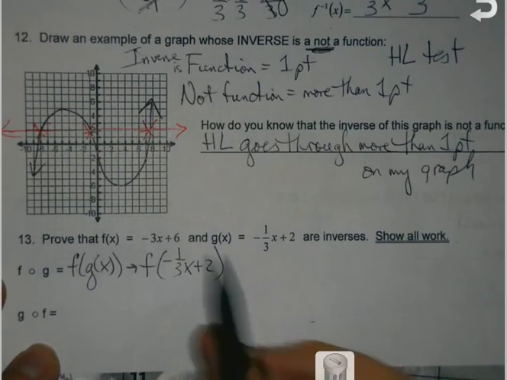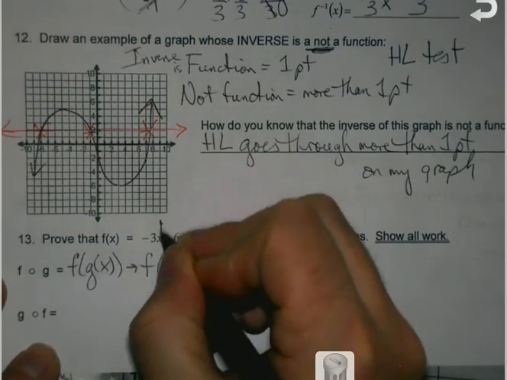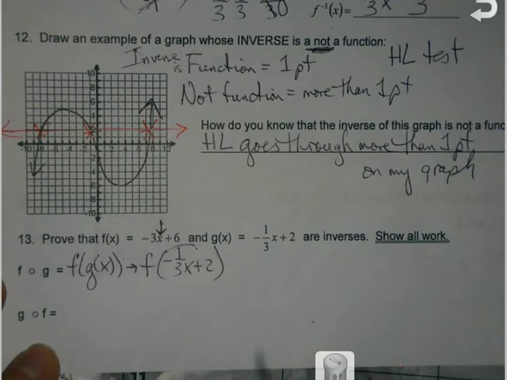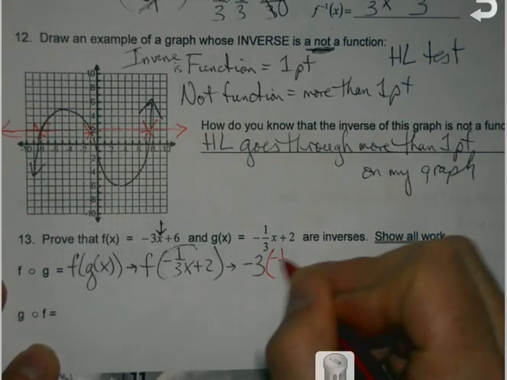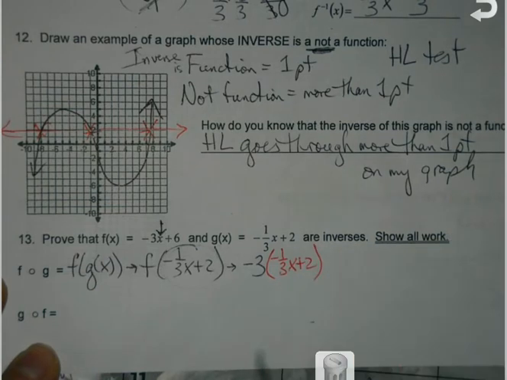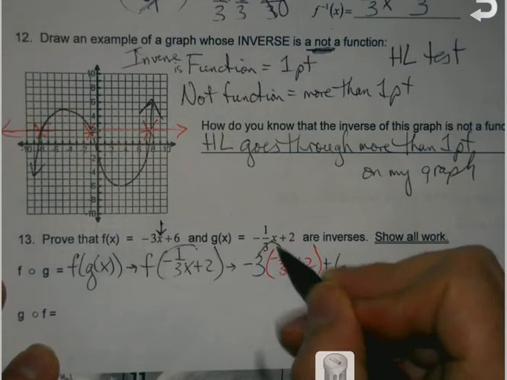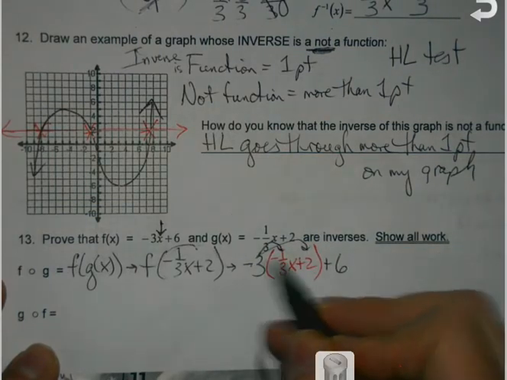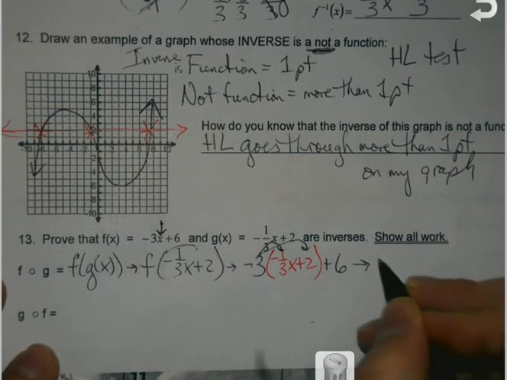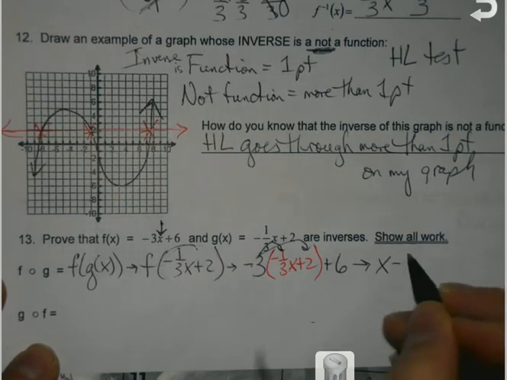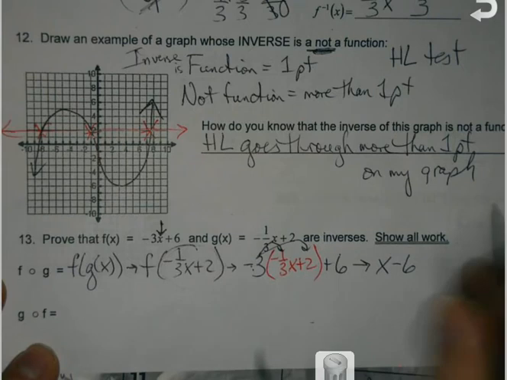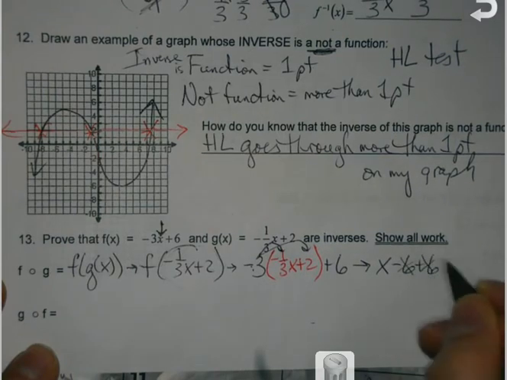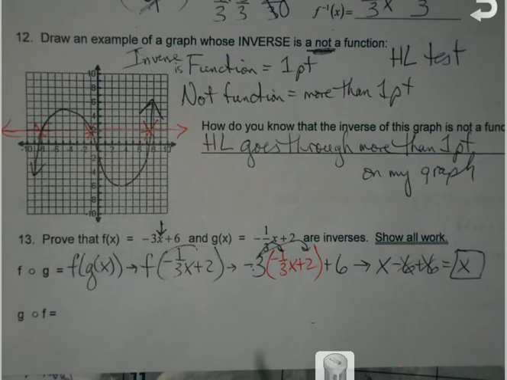So I'm going to literally plug this in for that x. So -3, plug in what's in the parentheses for x. Everything else stays the same. Distribute my -3 through. Negative times negative is positive, so that would be x minus 6, -3 times 2, plus 6, but then those cancel. And that just gives me x, which is supposed to happen if they're inverses.